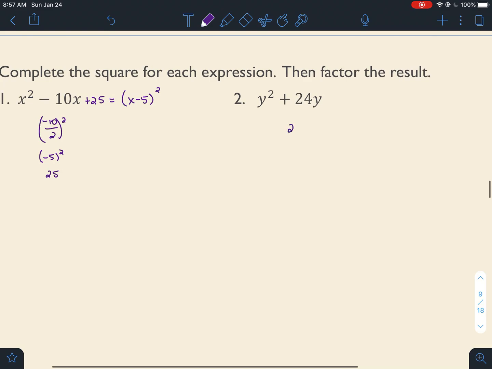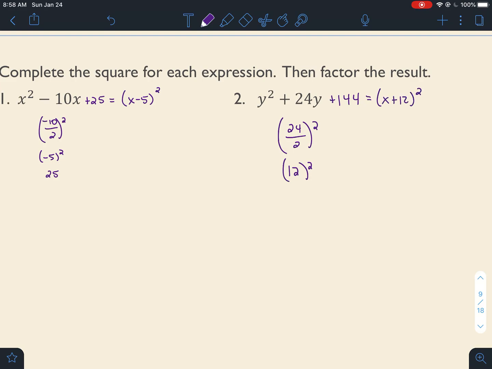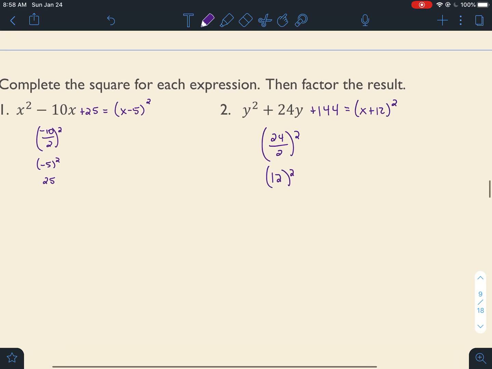Y plus 24, we're going to take 24 divided by 2 and square that answer. So that's going to be 12 squared, which is 144. So I'm going to add 144 to complete the square. And this is going to factor into x plus 12, which is x plus 12 squared.